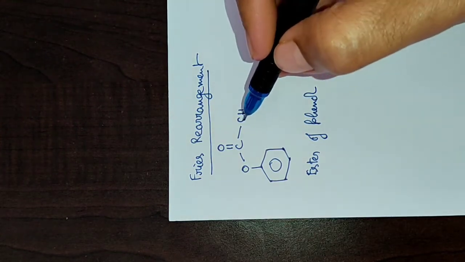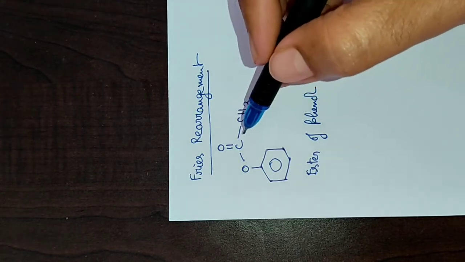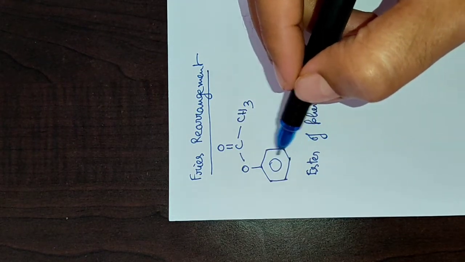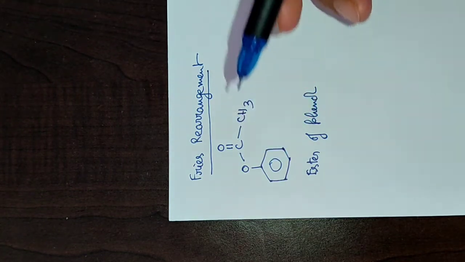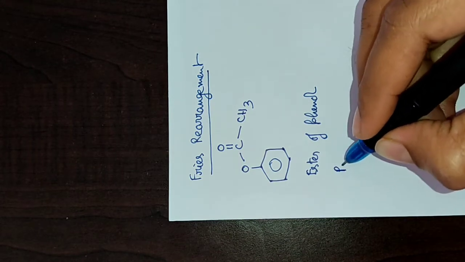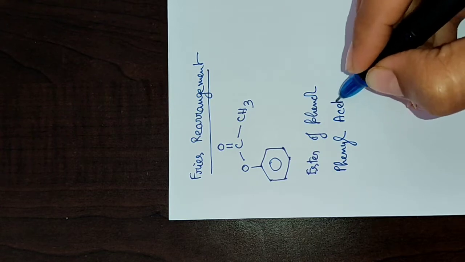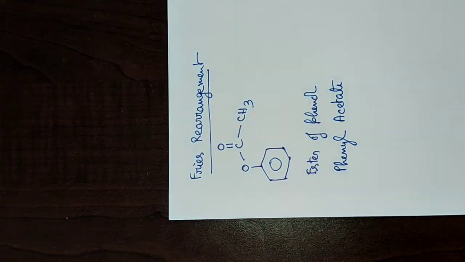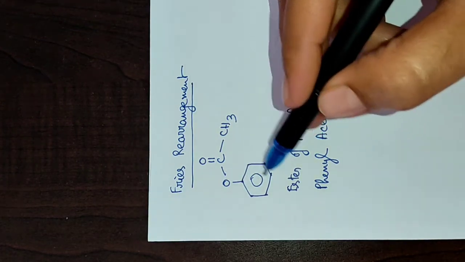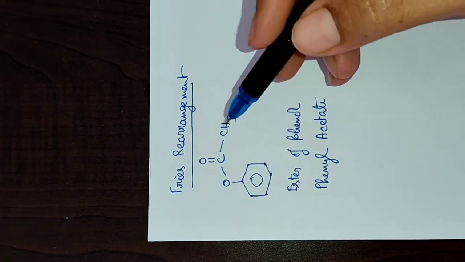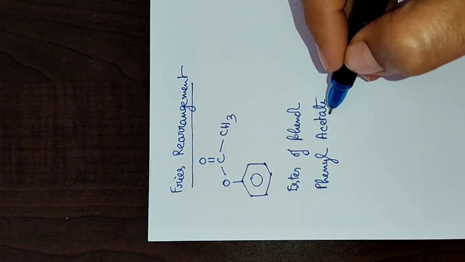You see here CH3CO, this is the acid part and it comes from ethanoic acid, and this is the alcohol part, here it is phenol. So this is an ester and it will be named as phenyl acetate. We have discussed in previous videos how to name an ester. The name of the alcohol part comes first and it ends with the acid part, and it ends in the term "ate" to represent the ester.